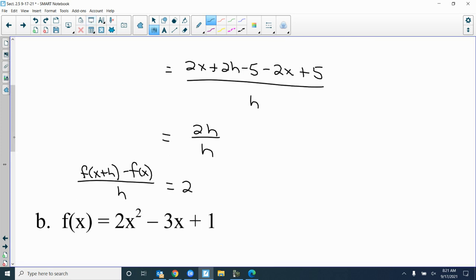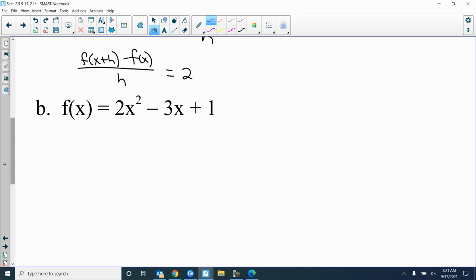All right, let's get through this one. That was a linear. Honestly, it's easier. Throw in quadratic, this gets a little bit messier. The process is still the same. All right, f of x equals 2x squared minus 3x plus 1. We've got to find f of x plus h minus f of x all divided by h.